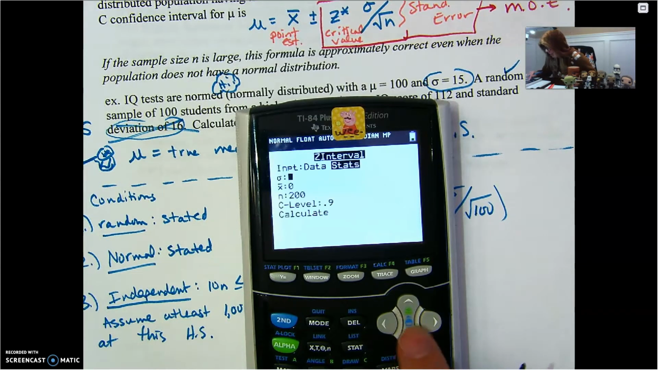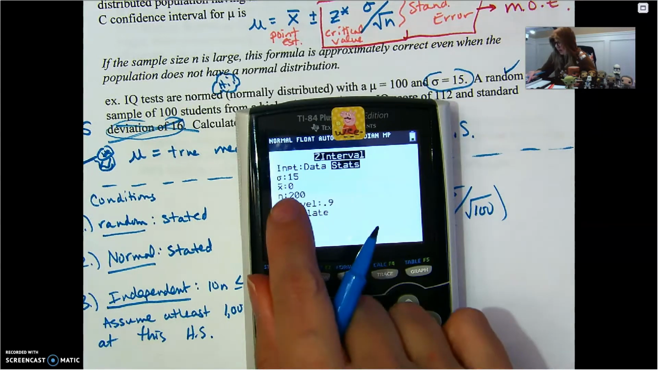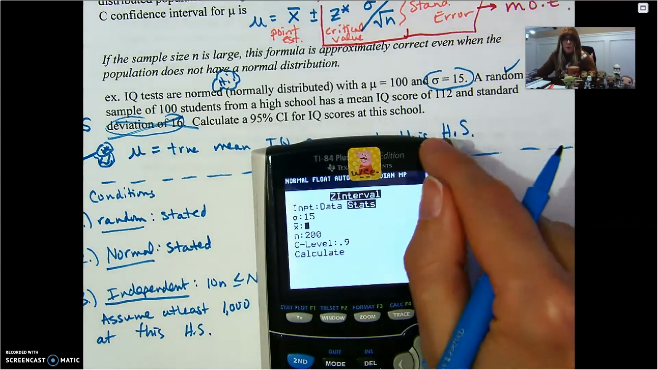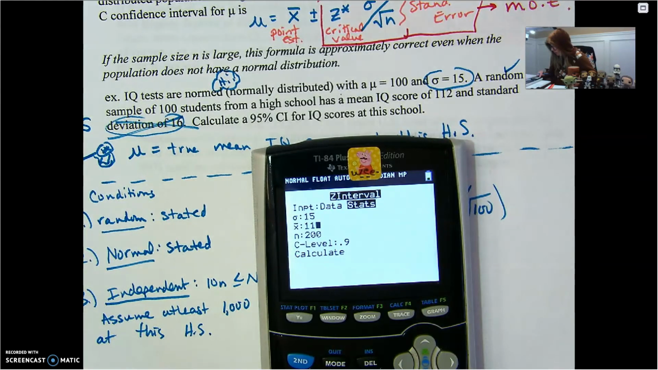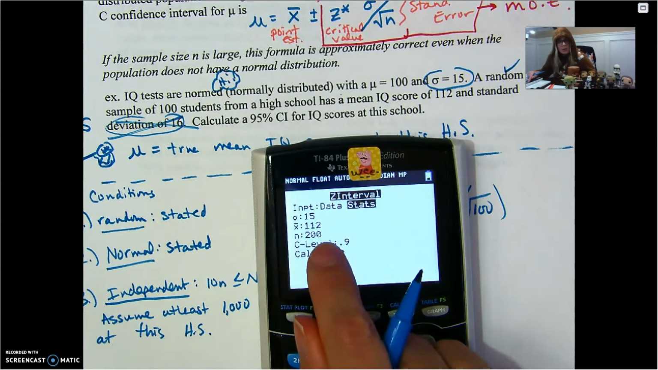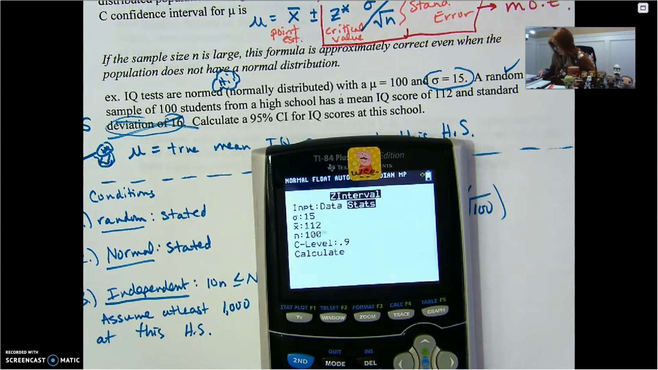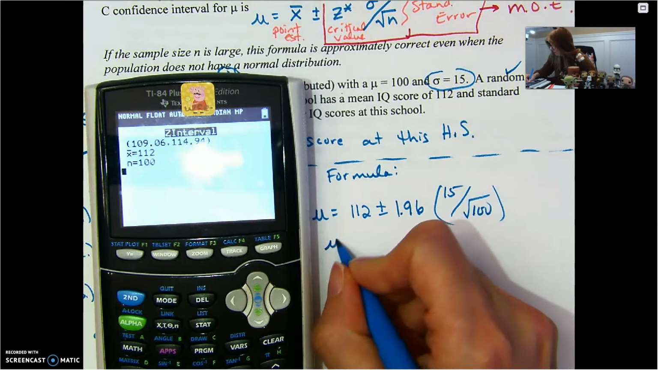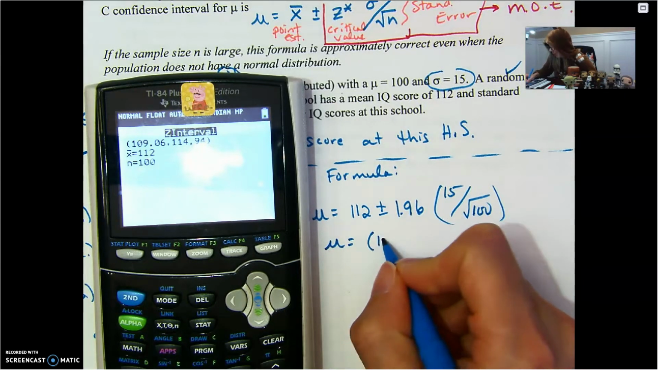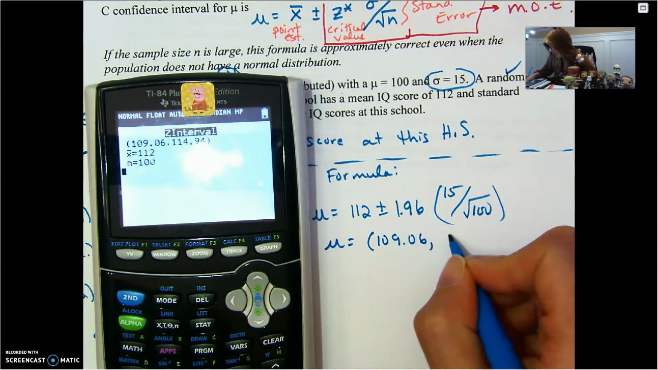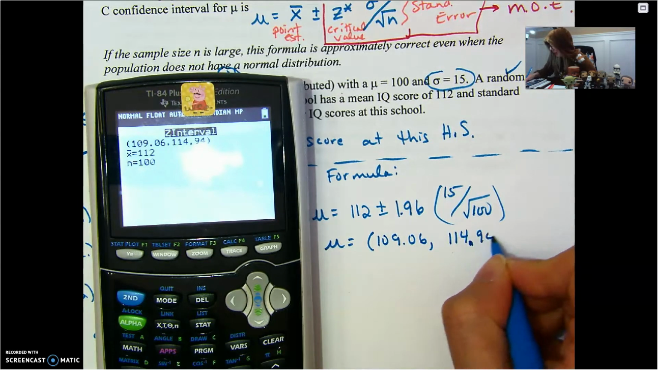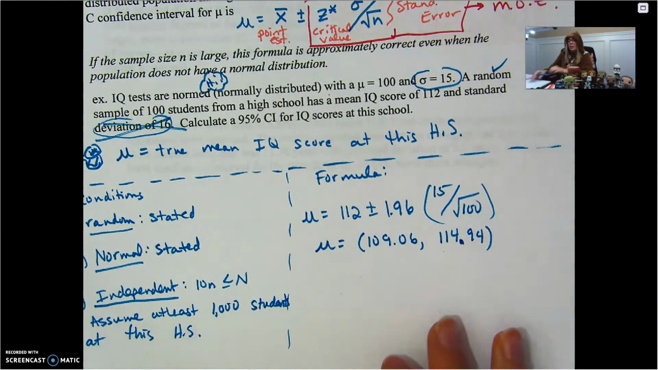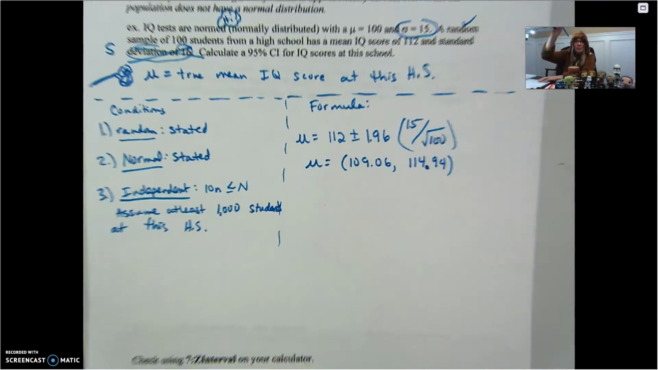Our sigma is 15. The x bar, our sample, was a score of 112 at this high school. Hey, they're pretty smart. Our sample size was 100 students, and our confidence level is 0.95. Once it's all in, hit enter, and voila. Our interval goes from, all right, so our mu, our truth, is somewhere at 109.06 to 114.94.